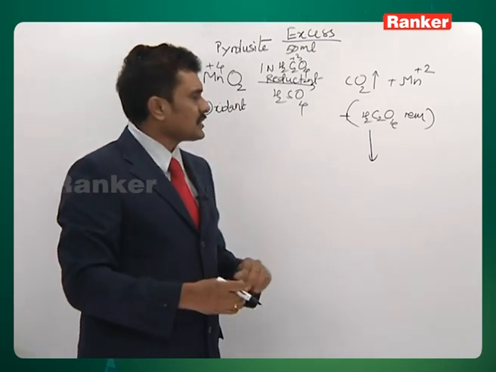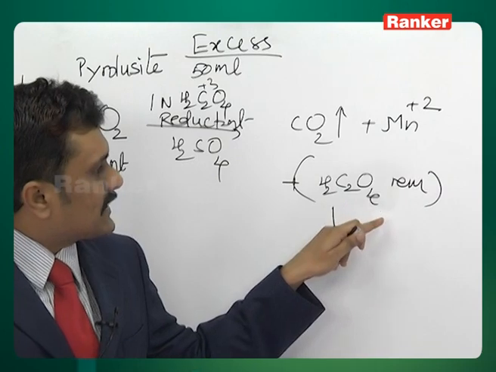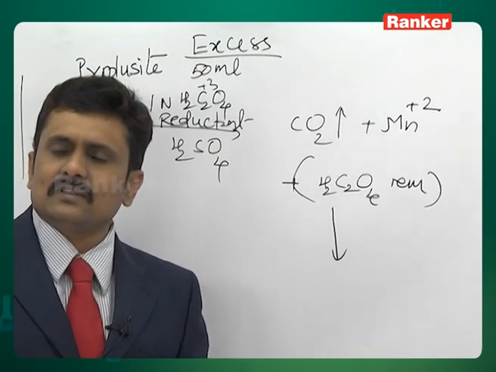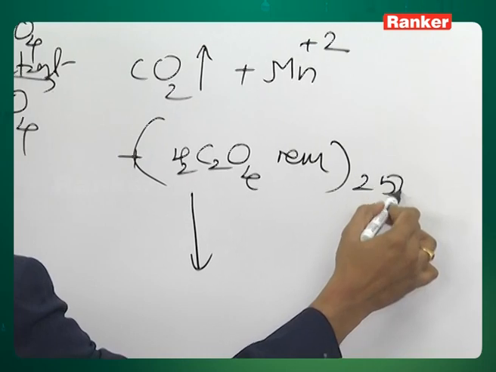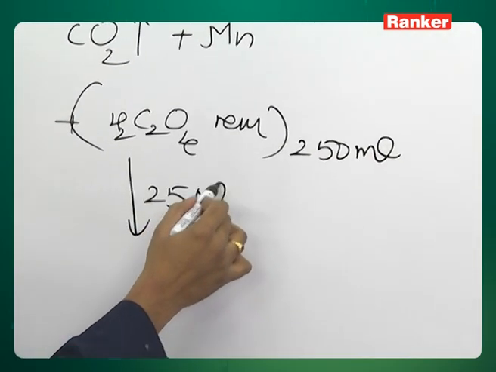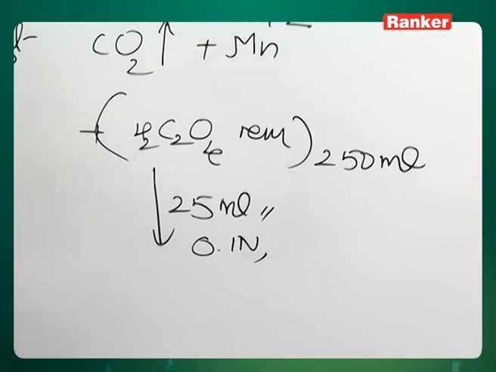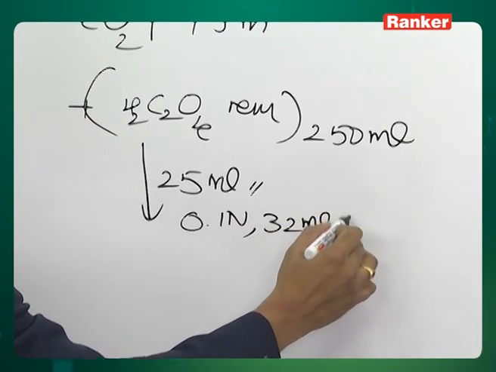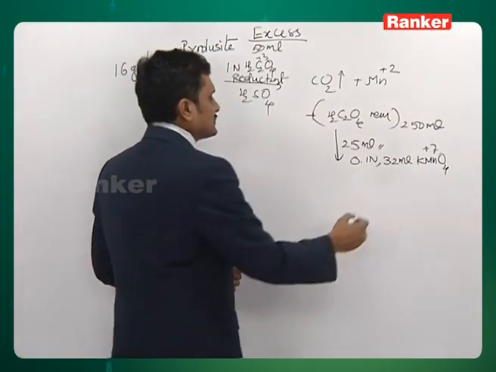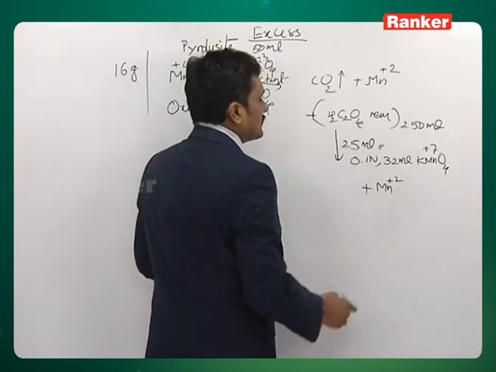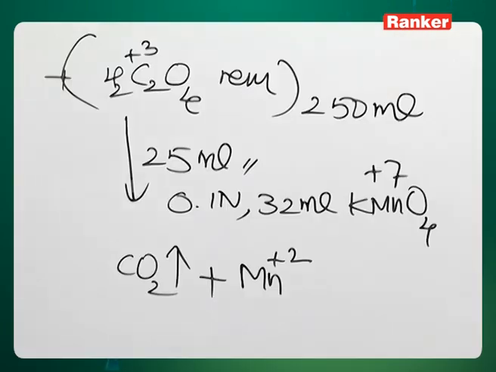You have back titrated. Remember, my dear students, when the substance which is added in the first reaction remains, and you try to find out its amount by doing titration once again, you call it back titration. You could see here that this was made up to 250 ml and 25 ml of this remaining oxalic acid was back titrated with 0.1 normal KMnO4, requiring 32 milliliters. Once again here, in acidic conditions, manganese will change its oxidation state to +2, and the product formed from the carbon is +4, that is nothing but carbon dioxide.